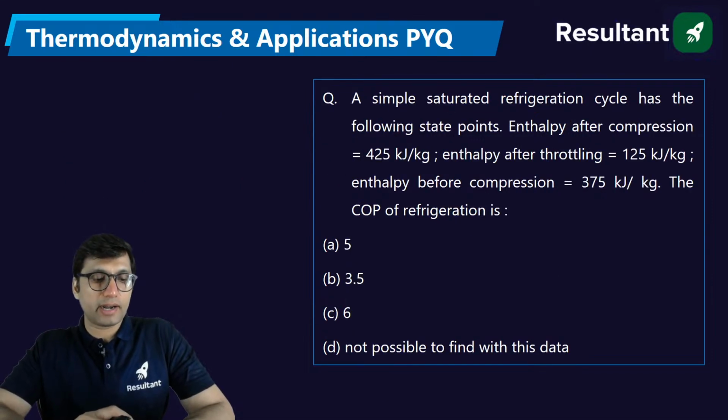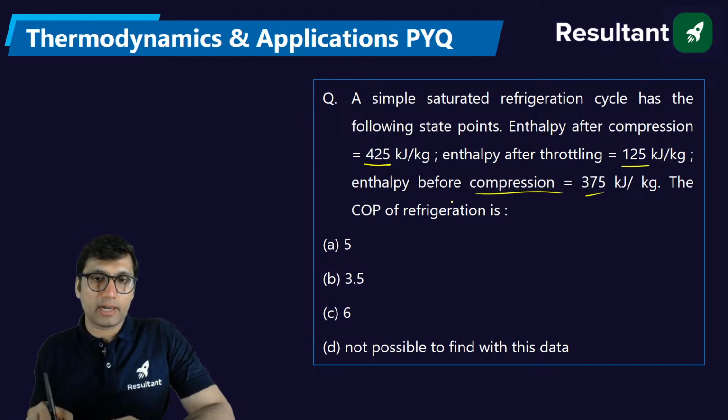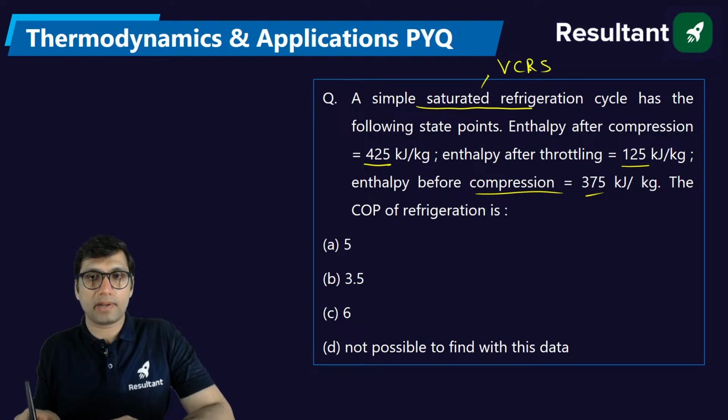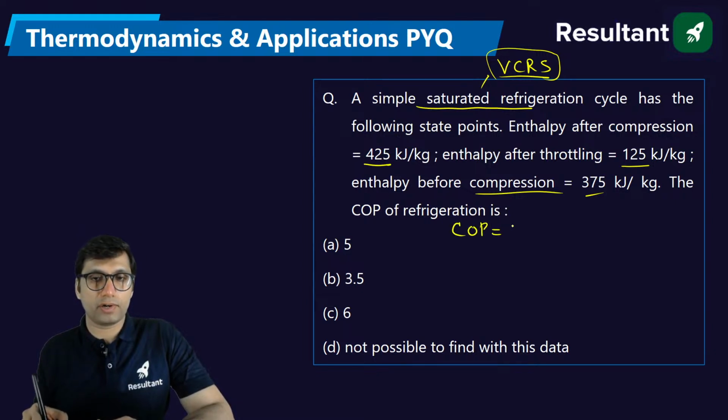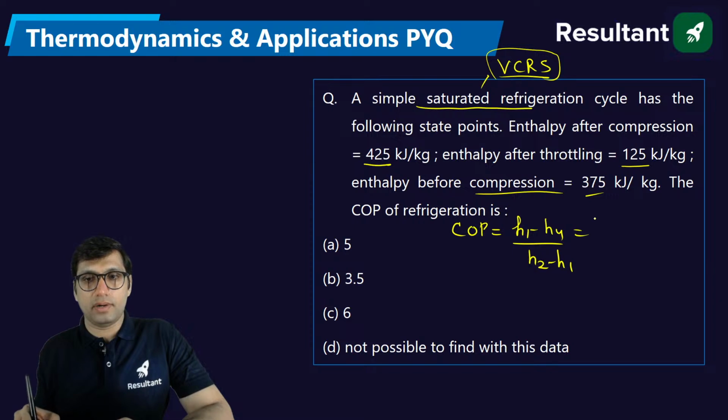A simple saturated refrigeration cycle has the following state points. Enthalpy after the compression is 425, after throttling is 125, before compression is this. COP you have to find. Now, I have told you a trick to solve this question of a simple saturated refrigeration cycle, also called the VCRS cycle, vapor compression refrigeration cycle. And I told you the concept: whenever you find a numerical related to vapor compression, what you need to do is just put the values here. It is the desired effect. The formula will be the same, desired effect divided by work input.